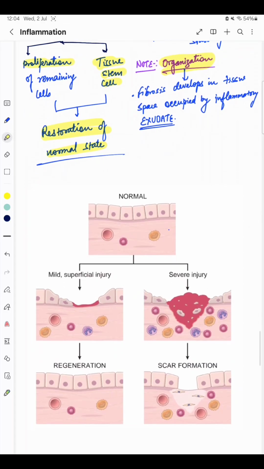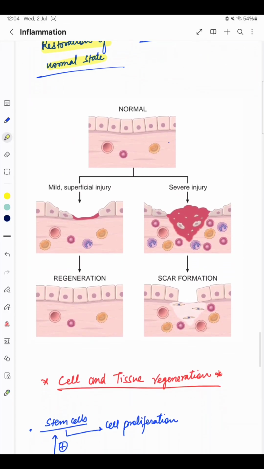This is the diagrammatic representation which depicts that in mild or superficial injury there will be a regeneration or replacement of this denuded epithelial lining, and in severe injury, as we can see, the deposition of fibrous tissue and fibroblasts in scar formation.